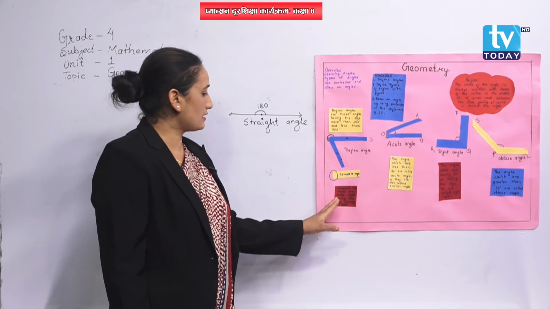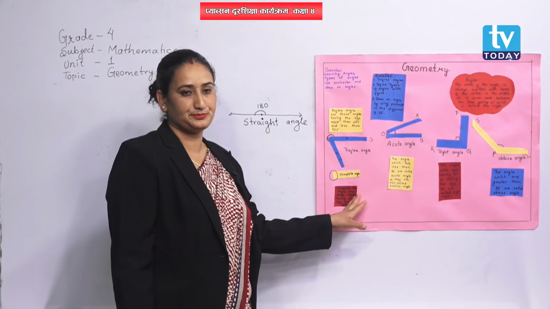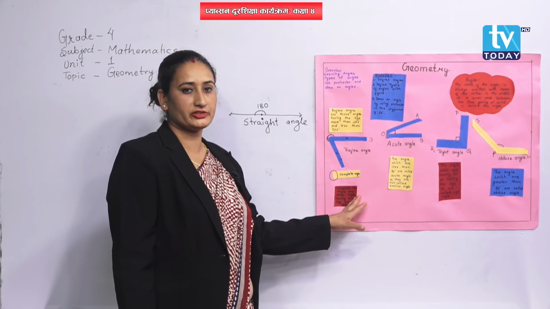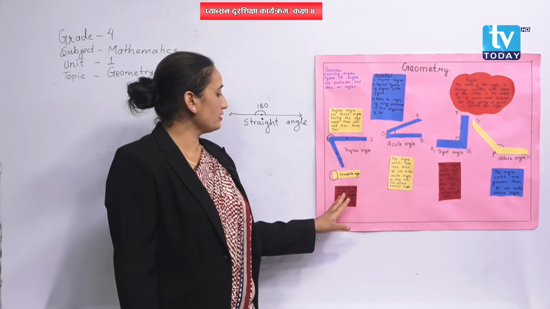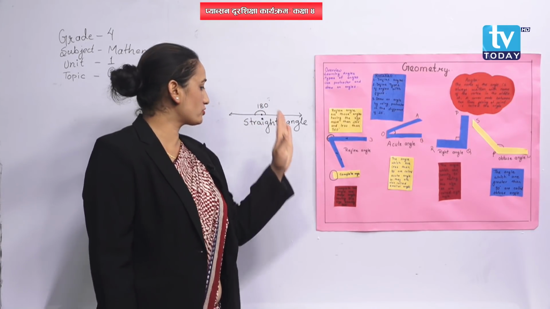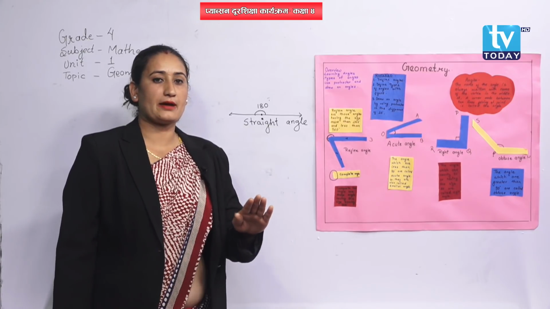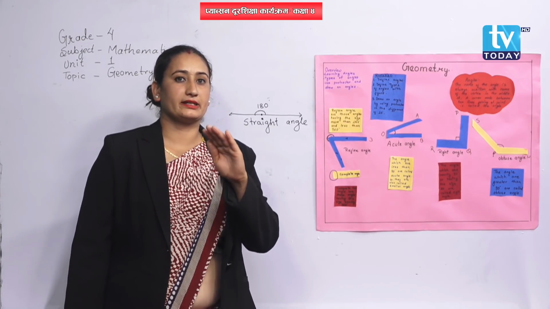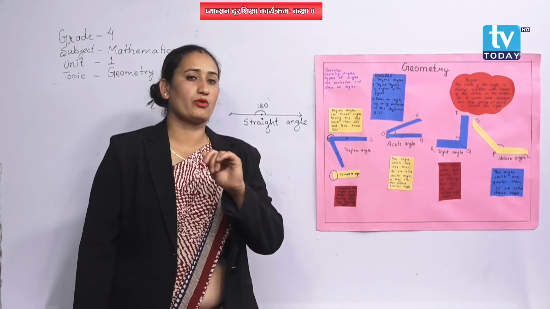Okay, now next let's go to the complete angle. Ready to write? Complete angle means a complete turn. Just for example, in one year, how many days will there be in one year?